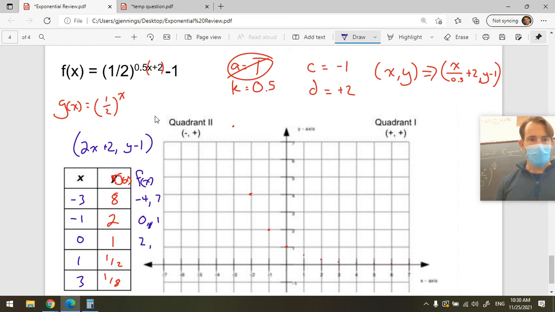And this is 1 is 0. This is 1. 2 times 2 is 4 in the x. And then this is y minus 1, so that's negative 1/2. Then this is 3, so that's 3 times 2 is 6. 6 plus 2 is 8. Y minus 1 is negative 7 over 8. And then I just plot all my points. So here is this point here.